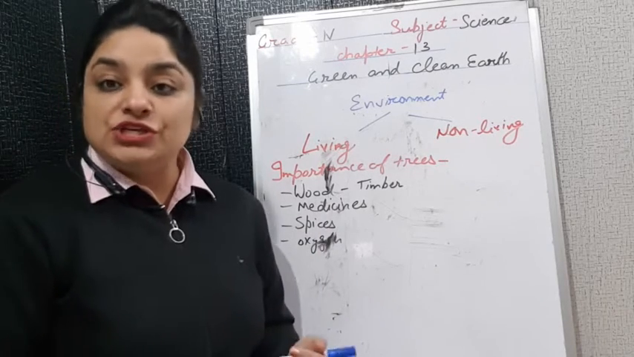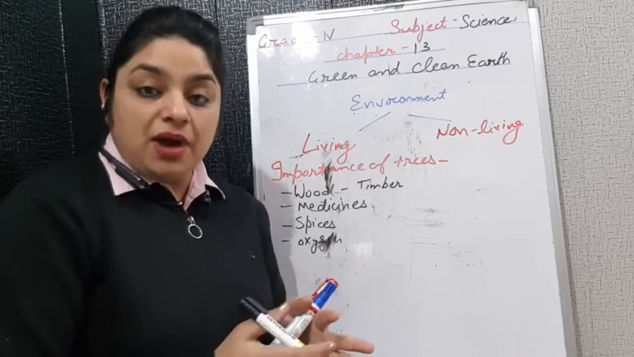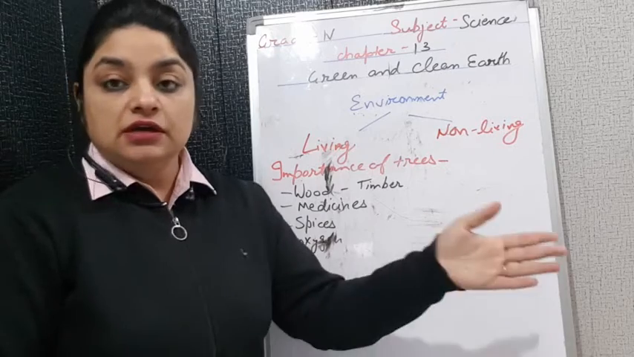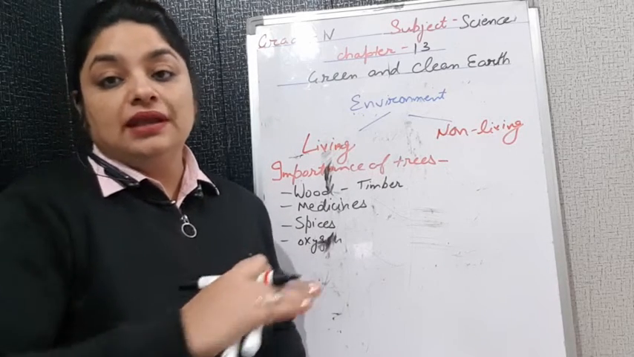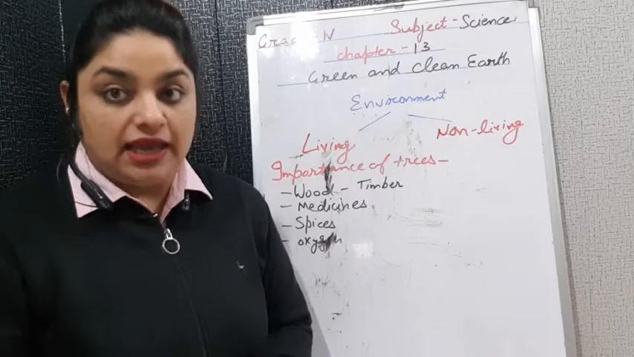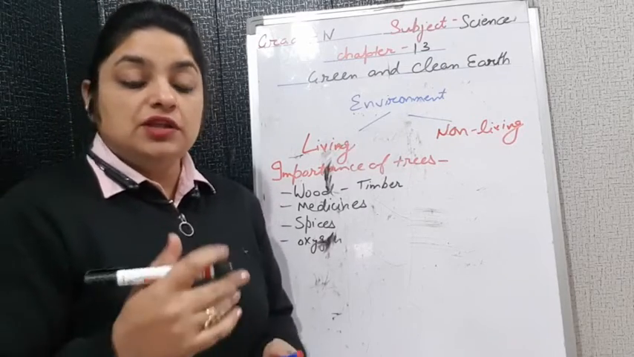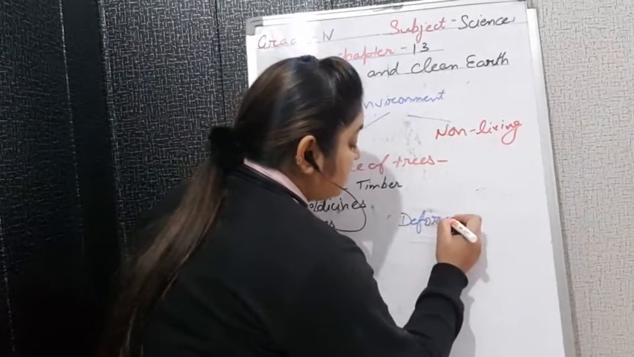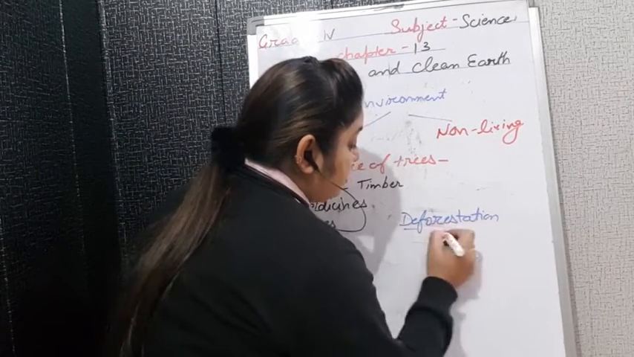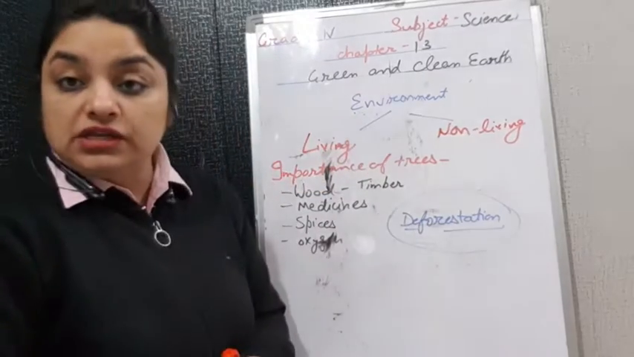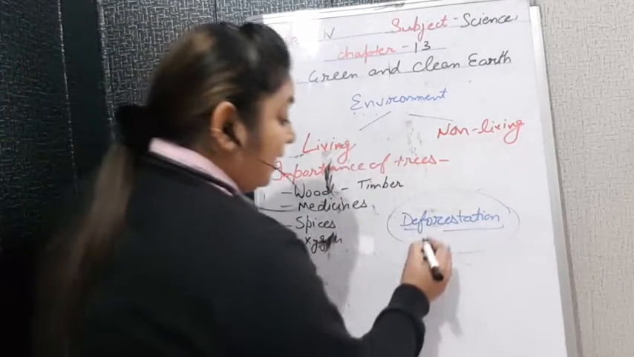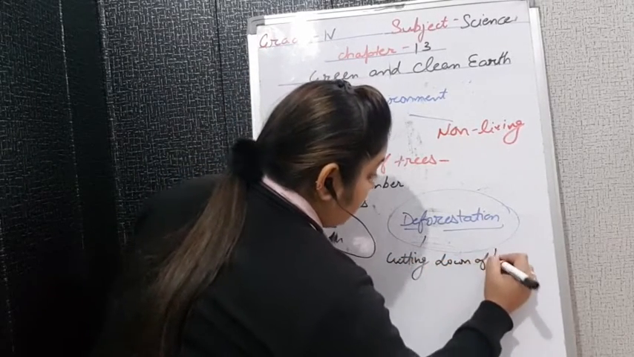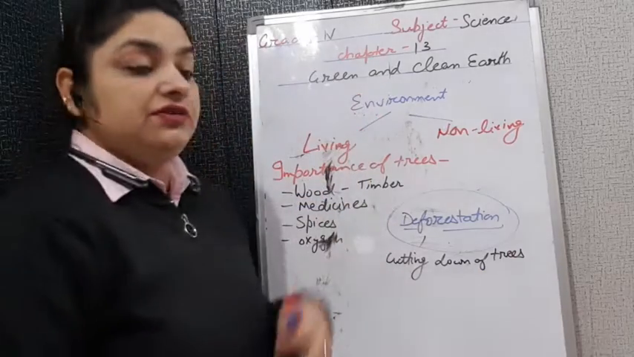But nowadays, as the population is increasing, definitely we need some space where we'll live, right? So human beings are cutting down the trees on a large scale. This process of cutting down of trees in large number is known as deforestation. Now what is deforestation? Deforestation is the process of cutting down of trees in large number.